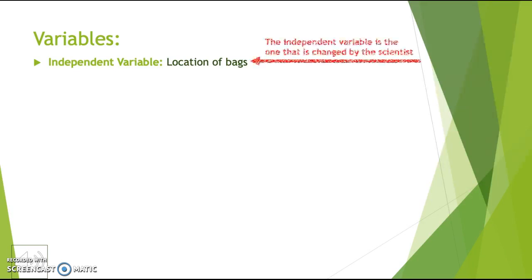Then I need to provide my variables in my experiment. First, I have included my independent variable. The independent variable is the one that is changed by the scientist. So for my experiment, that is the location of the bags, since one bag will be in a dark box and one will be on a window.